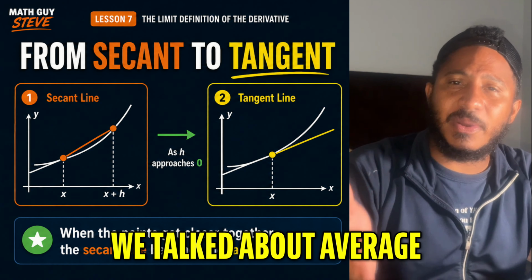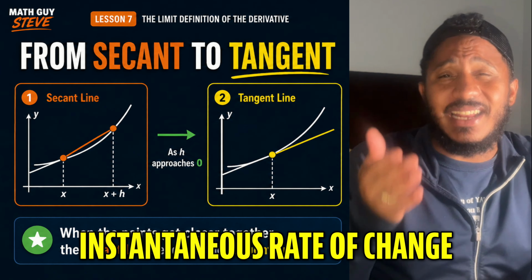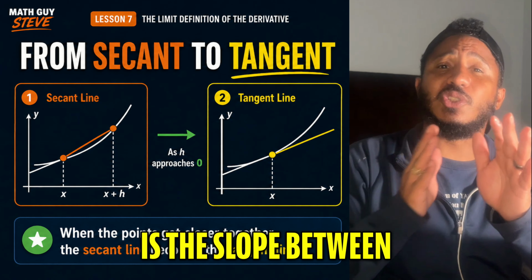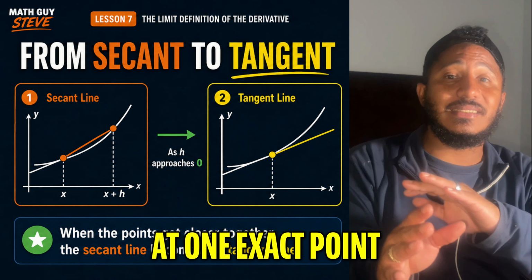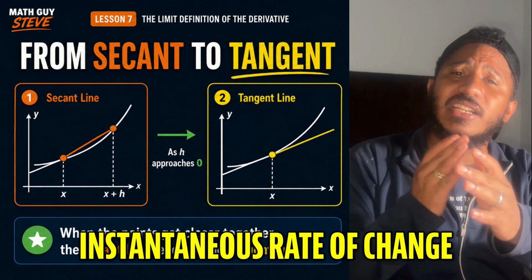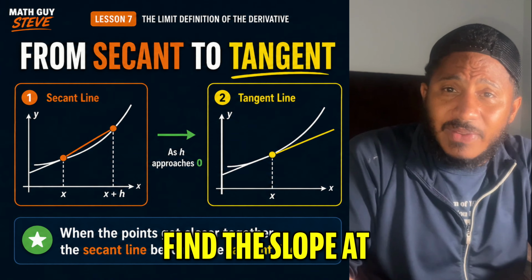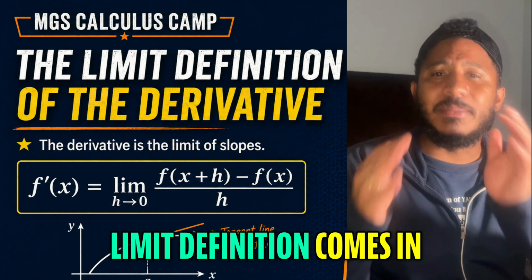In last lesson, we talked about average rate of change versus instantaneous rate of change. Average rate of change is the slope between 2 points. Instantaneous rate of change is the slope at one exact point. And we said that the derivative gives us that instantaneous rate of change. But the question is, how do we actually find the slope at 1 point? This is where the limit definition comes in.